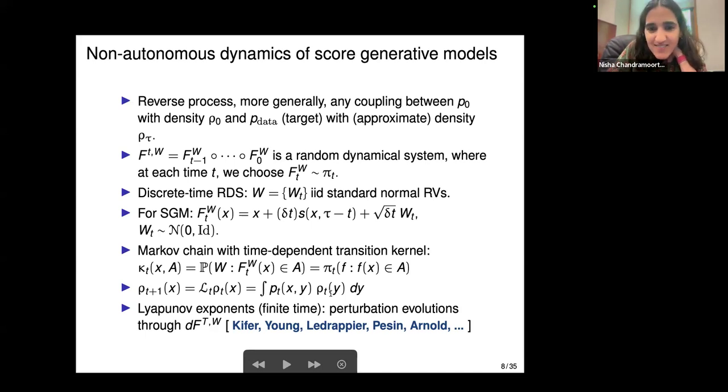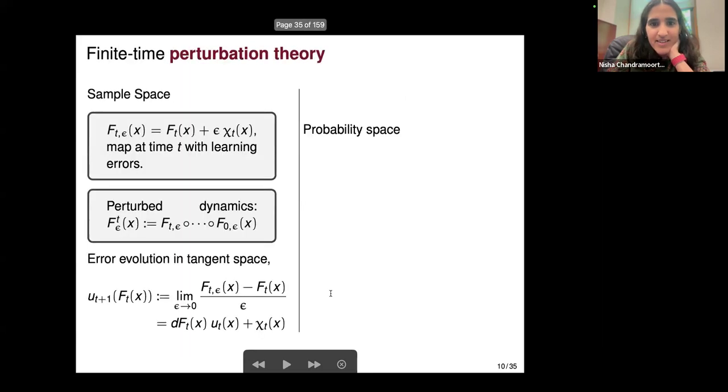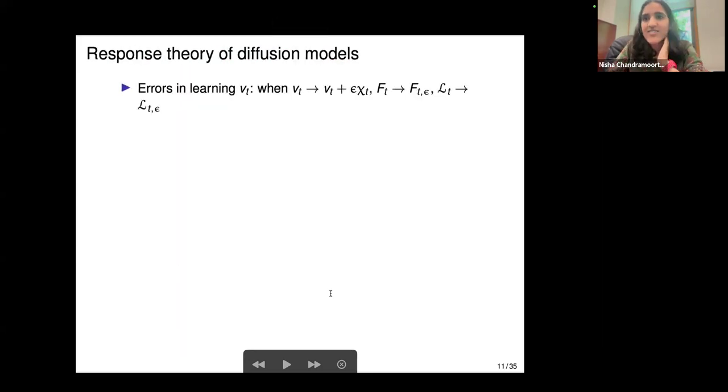Anyone else with questions? Okay, so I will move on. So now, as Reagan was pointing out, we're looking at the reverse process of a score generative model, or just when there's no reverse process, like in flow matching algorithms, the generating process. So I'll just use the phrase generating process. That is our FT at each time and the compositions of our FT.